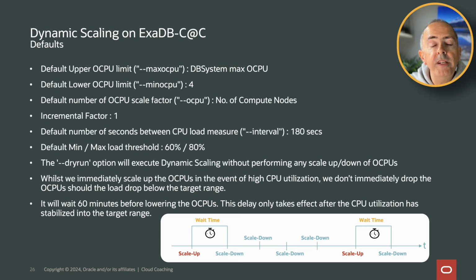Now, this delay only takes effect once the CPU utilization has stabilized into the target range. So in the diagram here, we have the initial scale up, and then once it's stabilized, we'll wait for 60 minutes before we begin any scale down operation. But we can have multiple scale down operations, and we can do those at any time until we have the next scale up. Then we'll have another 60-minute period before the next scale down.